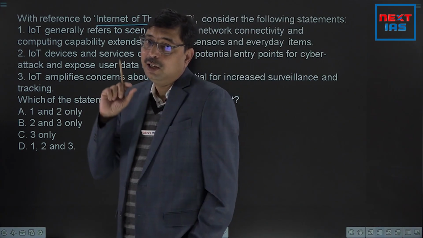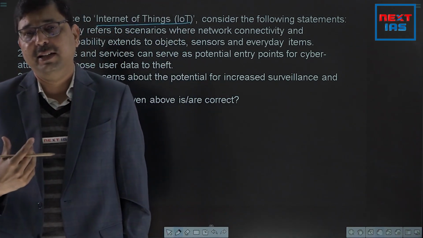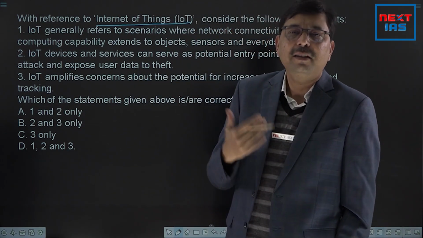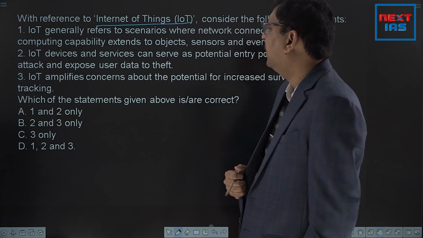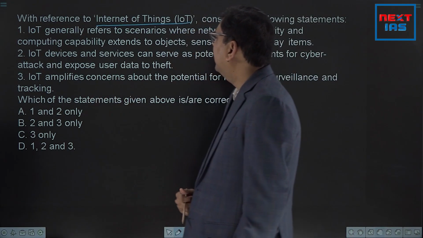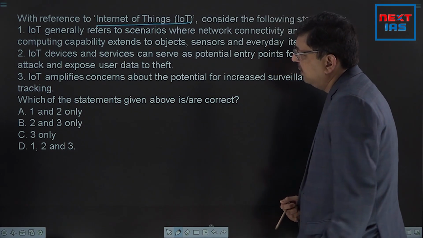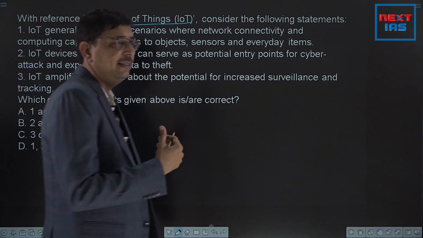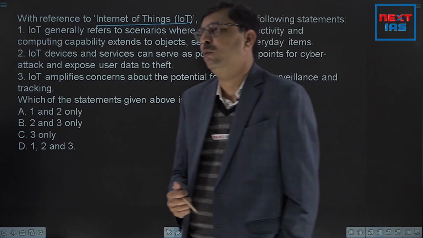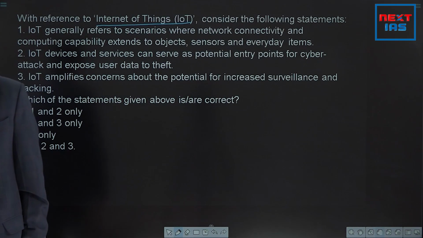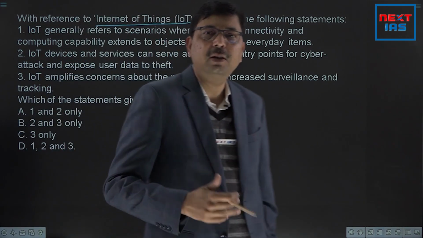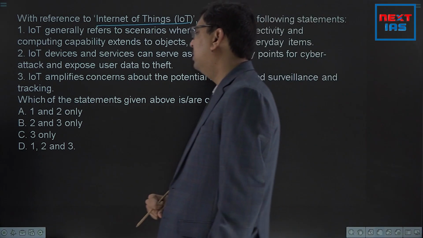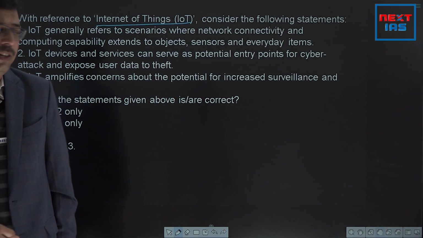So yes, those entry points where those devices are connected can be a point of cyber attacks, because wherever the internet is involved, cyber attack is a possibility. Internet of Things amplifies concern about potential for increased surveillance and tracking. Yes, absolutely. For example, some people will be wearing devices, say smart watches, which are connected with the mobile. And that obviously increases the possibility of surveillance. If these companies want, they can easily work out what the person had for breakfast, lunch and dinner.